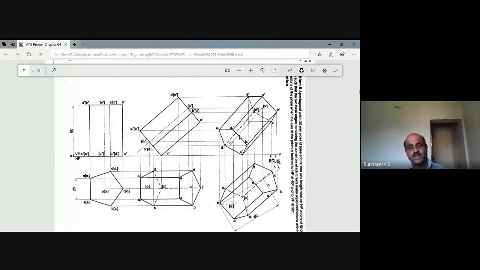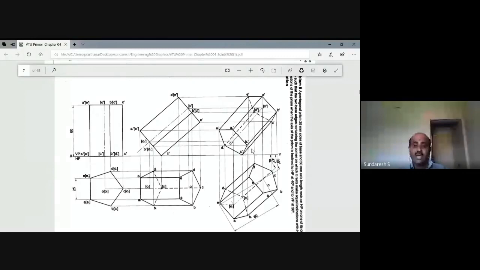Then we can see A1, B1, and B and A are visible in the front view. So therefore, you can see them completely joined with a continuous line. Then look out for the other edges. They will be forming the outlines.